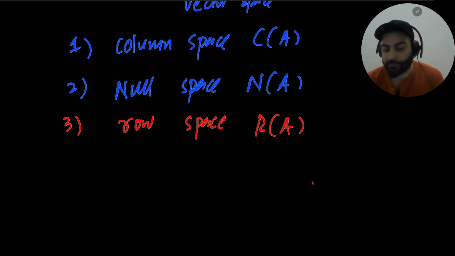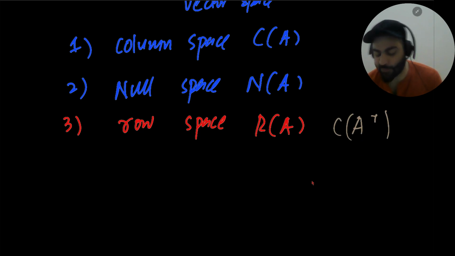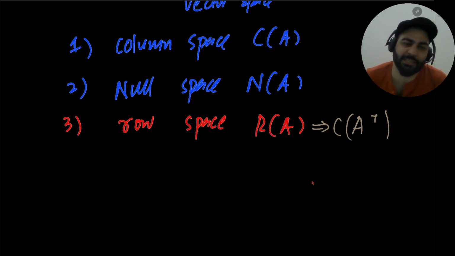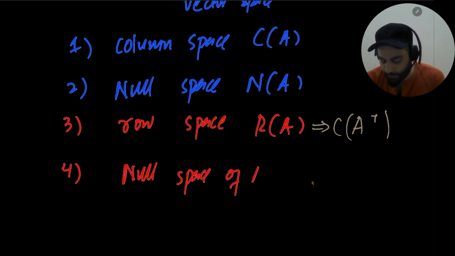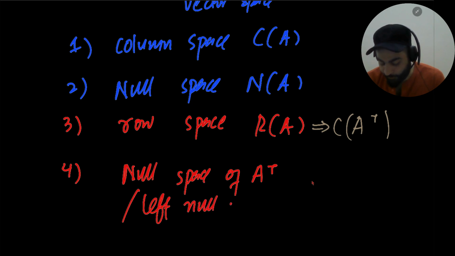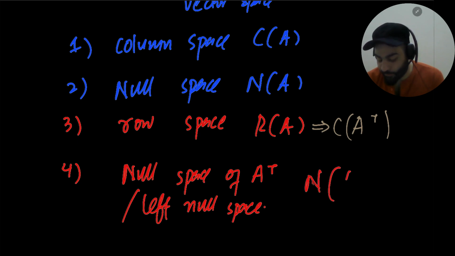Even better, you can transpose the matrix, so you can say it is the column space of A transpose. Do you agree? If you transpose the A matrix, the rows are converted into columns, so now it is a column space. The fourth is what we call the left null space. It is the null space of A transpose, and I'll show you why it's called the left null space.